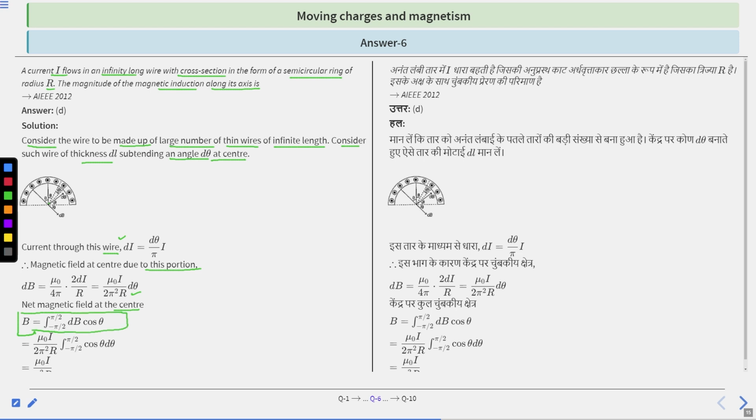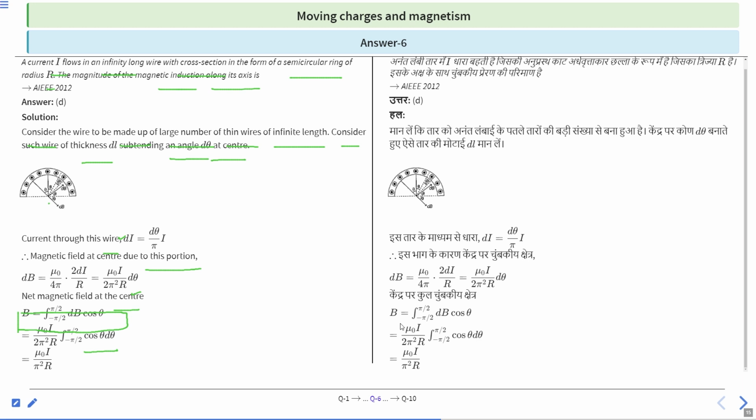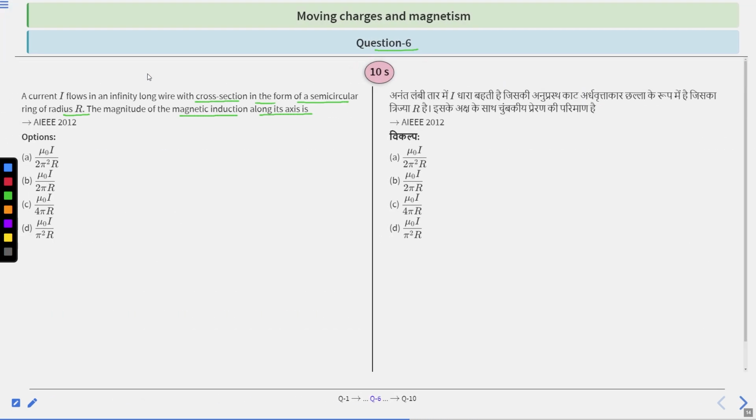Clear? So solving this term, you will get mu naught I divided by 2 pi square r times the integral from minus pi by 2 to pi by 2 of cos theta d theta. Clear? So solving this term, you will get the final answer, which is mu naught I divided by pi square r. So this one is the correct answer. The correct option is option D. Mu naught I divided by pi square r.